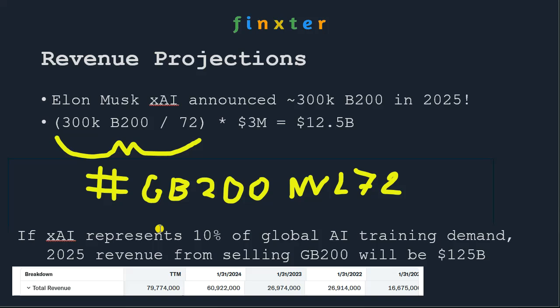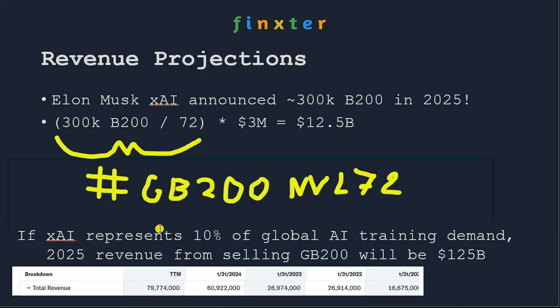Amazon, and the cloud providers purchase the GB200 just for selling access on their clouds for AI training. Those usually also have much larger scale than a small startup like xAI. So I would say xAI would represent much less of the global AI training demand than 10%, maybe even 1%. But okay, let's go with 10% and say this was overly bullish. Then this year's revenue from selling GB200 will be 125 billion.